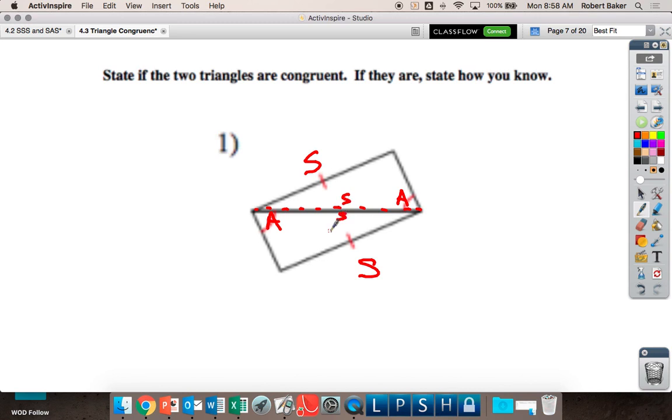What shortcut is that? This is the ASS shortcut. Is the A between the S's? So it's not SAS. That's the ASS shortcut. Does ASS prove anything? So no, the triangles are not congruent. We're writing yes or no here. If you answer yes, then you have to say why. That one's kind of hard to see, right? Is the A between the S's? No, does not prove congruence.